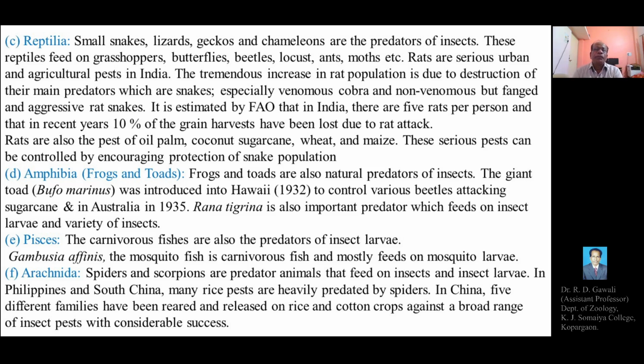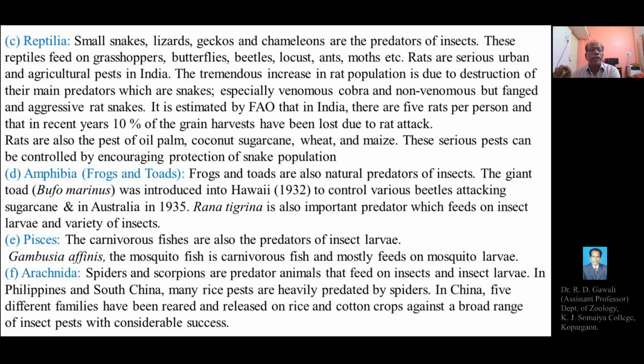Many frogs and toads belonging to class Amphibia are also natural predators of insects. The giant toad Bufo marinus was introduced into Hawaii in 1932 to control various beetles attacking sugarcane, and in Australia in 1935. That means in Hawaii, giant toads were introduced for the destruction of different types of insect pests. So the giant toad Bufo marinus was introduced into Hawaii in 1932 for the control of beetles attacking sugarcane.